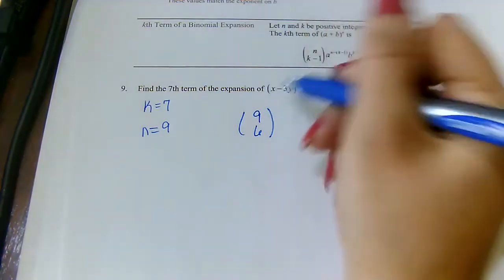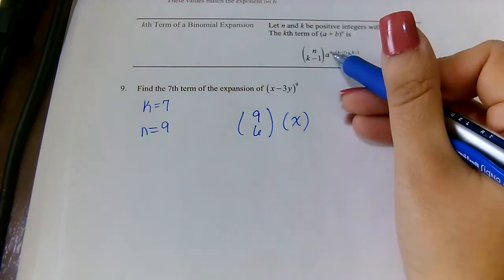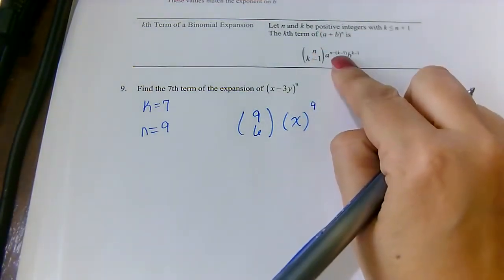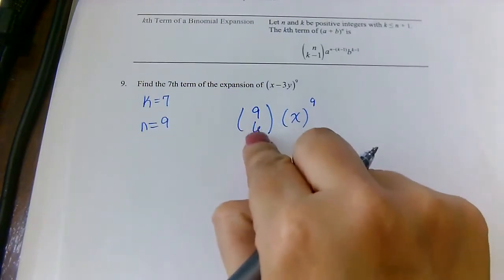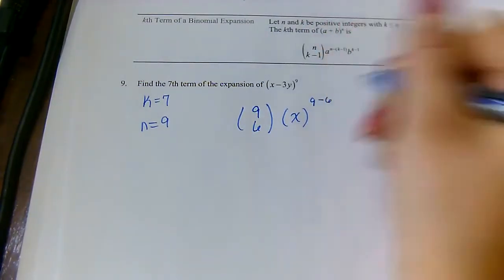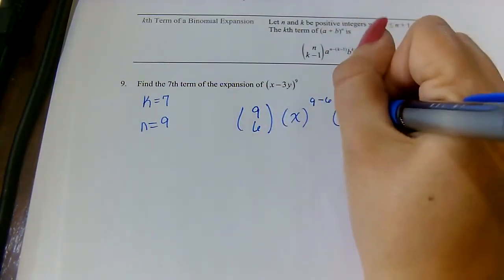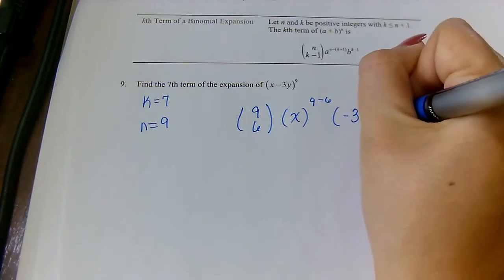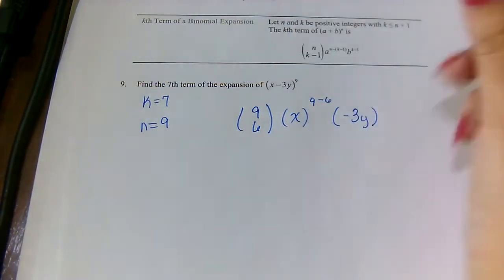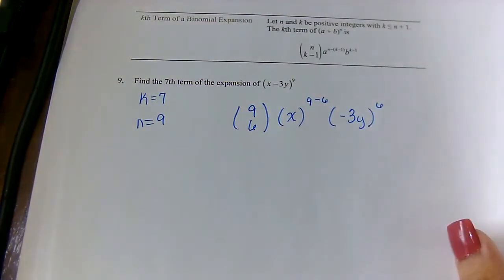Our first term here is just x. So I'm going to have an x in there. And then I'm going to use n, which is 9, minus k minus 1. Well, remember this is k minus 1 too, so I can just say minus 6. So 9 minus 6. Okay. B is the second part of your term, which is in this case negative 3y. And then it's k minus 1. And remember, k minus 1 is just 6. Okay, so we're just plugging in these values.